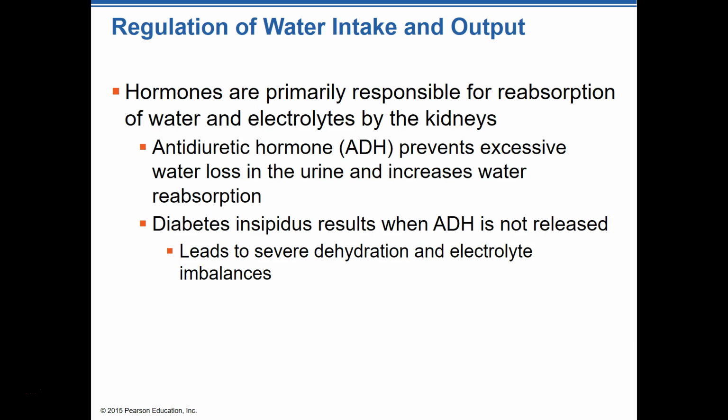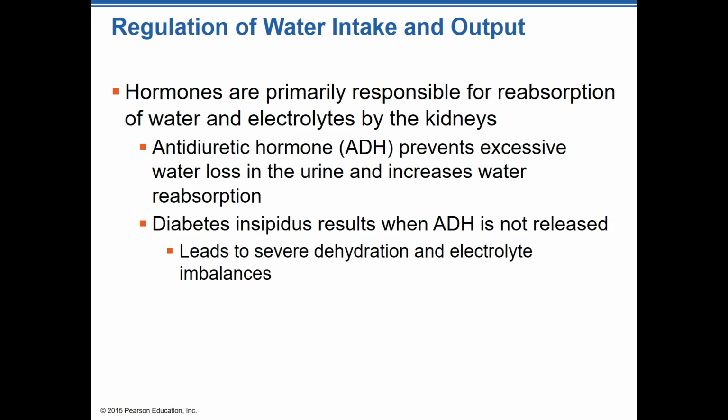Of course, diabetes insipidus results when that hormone is not released. So it's a form of diabetes that is not caused by the traditional means of poor production in the islets of Langerhans. Remember, the islets of Langerhans produce insulin in the pancreas. That's one of the main forms of diabetes that we usually think about.